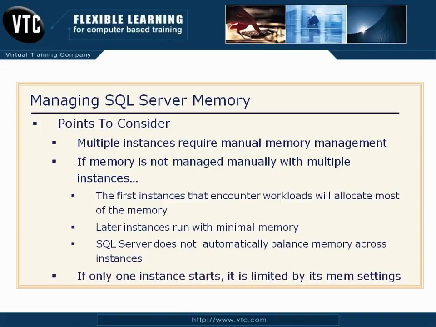Keep in mind one other thing, this is kind of the flip side of that. There's always a flip side, right? If only one instance starts, then it is limited by whatever memory settings it has. So if you had 3 or 4 instances on a machine, and you took 2 of the instances off and now you only have 1 left, keep in mind your minimum and maximum memory settings are still going to hold for that. You'll have to go clear those out for that thing to truly allocate all the memory it needs.